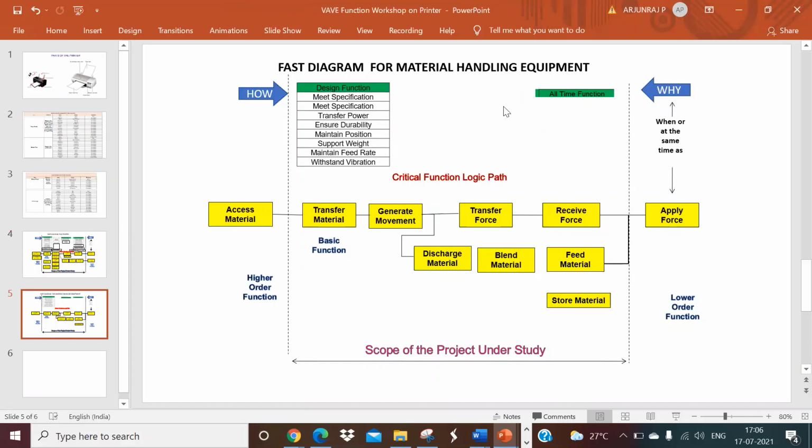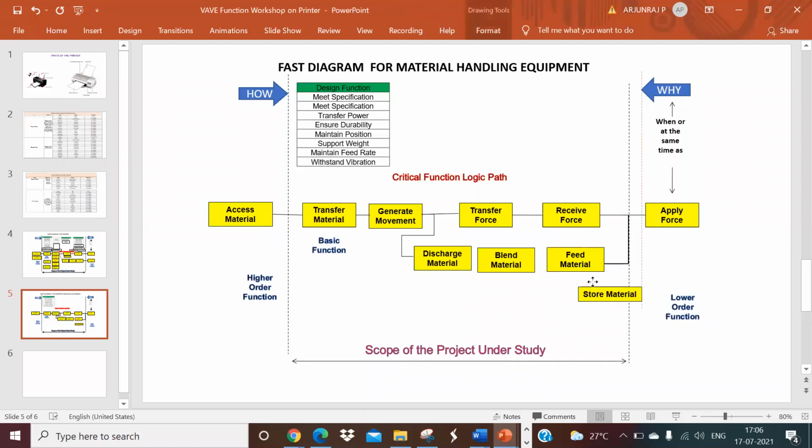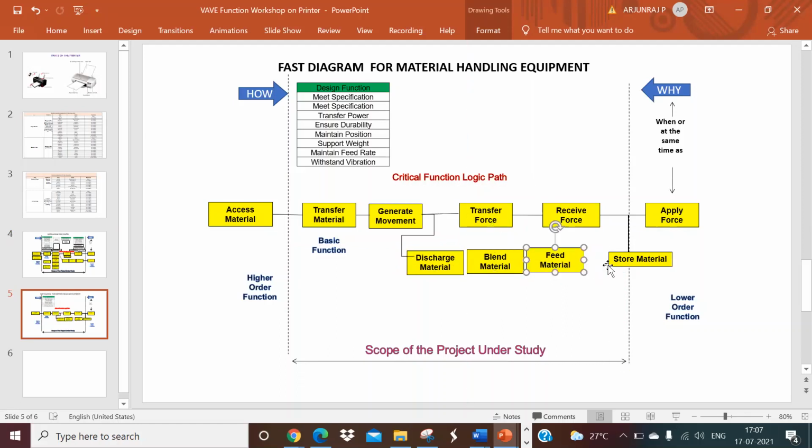Now for the store material, there are two storages, one is the hopper and one is the storage yard. The belt conveyor is feeding from the storage yard, which means the hopper is nothing but the feeding material, this is where you are going to store it. So can we put the store material at this point here? And here it says store material, feed material. Yes, the first line is okay. Why are we storing? For feeding the material.